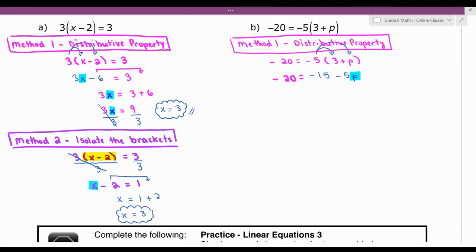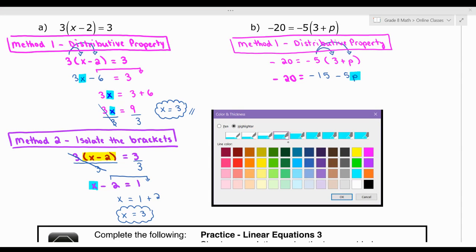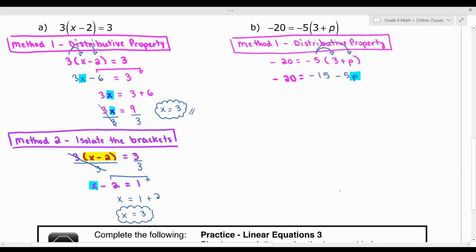Okay, I need to get the term with the variable by itself. So I am going to take this minus 15 and move it over here. That's going to give me negative 20 plus 15 is equal to negative 5p. I can clean this up. Negative 20 plus 15, I will get negative 5. So negative 5 is equal to negative 5p.